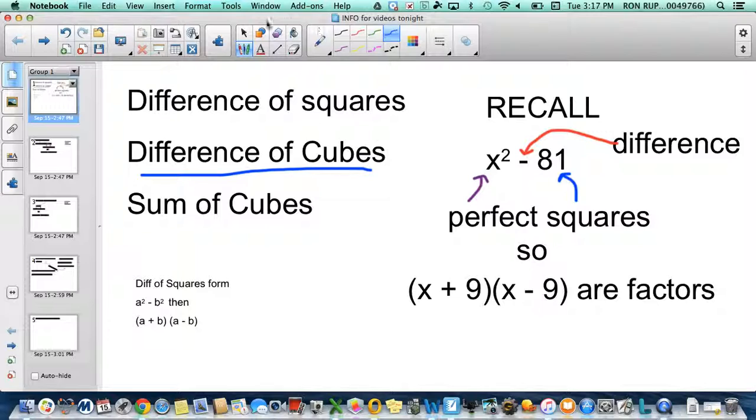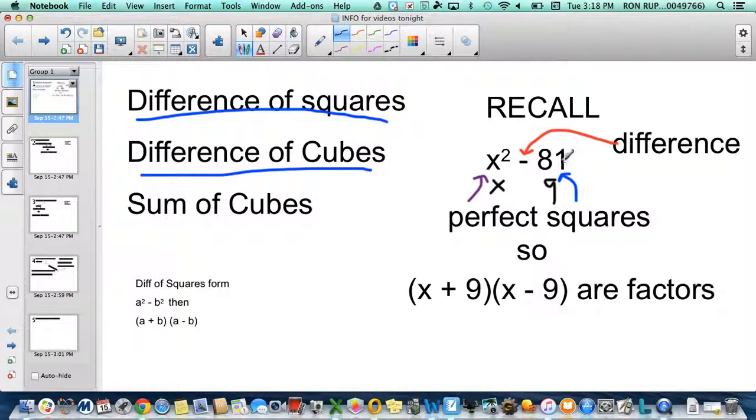So before we get there, recall that x squared minus 81. If both of these components are perfect squares and there's subtraction, we have a difference of two perfect squares. A difference of squares. And recall that when that happens, we know that the square root of x squared is x, and the square root of 81 is 9.